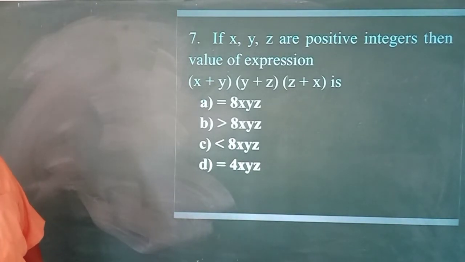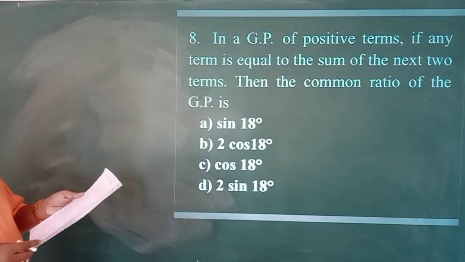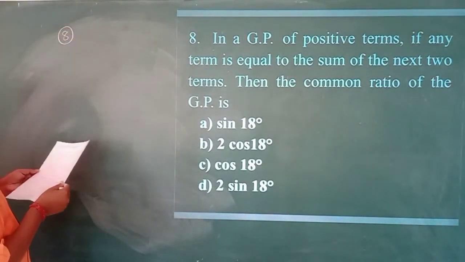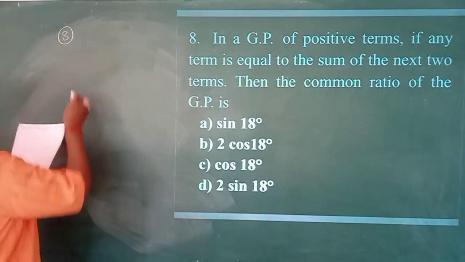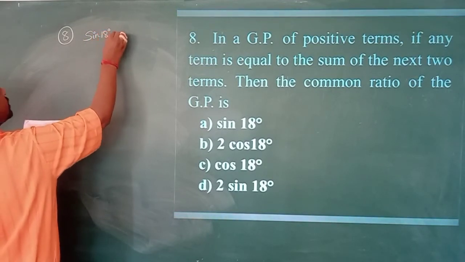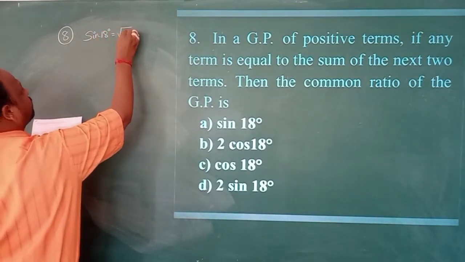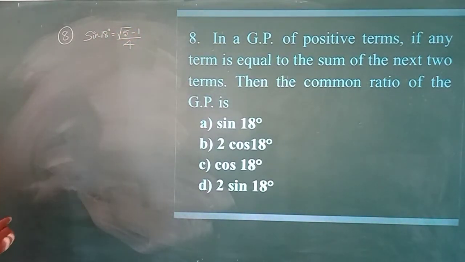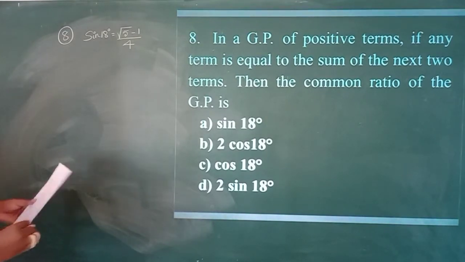So let us take the next one, 8. Before going to the 8th one, I will tell you, sin 18 degree is always equal to root 5 minus 1 divided by 4. In a GP of positive terms, if any term is equal to the sum of the next two terms, then find the common ratio of the GP.